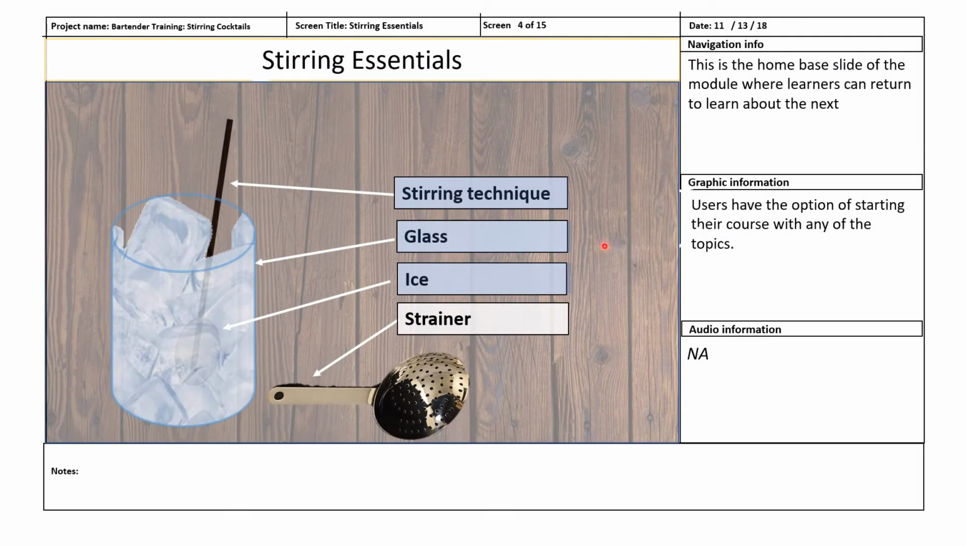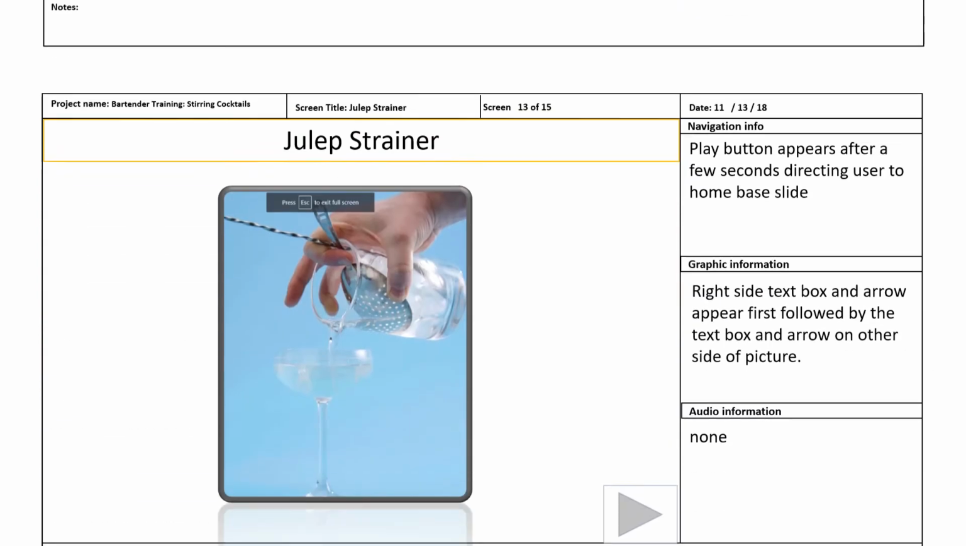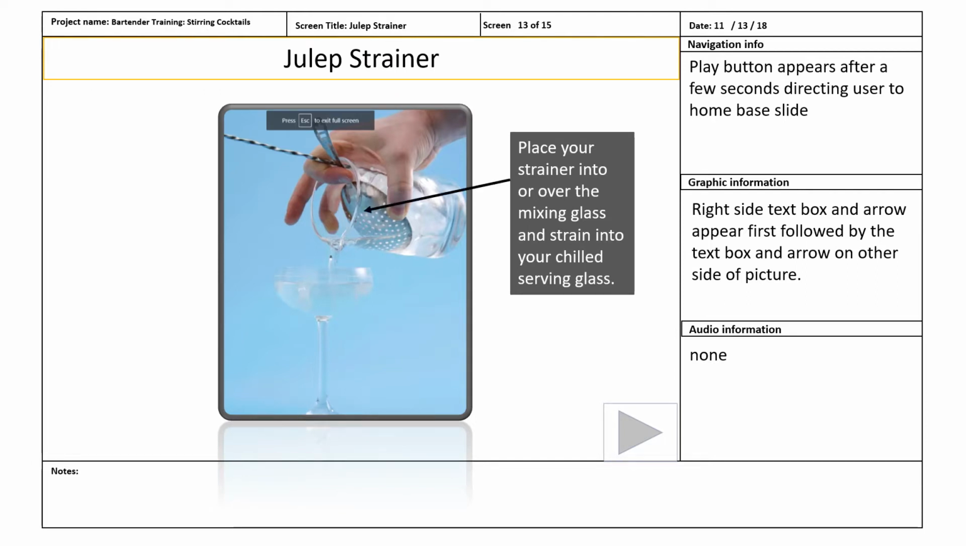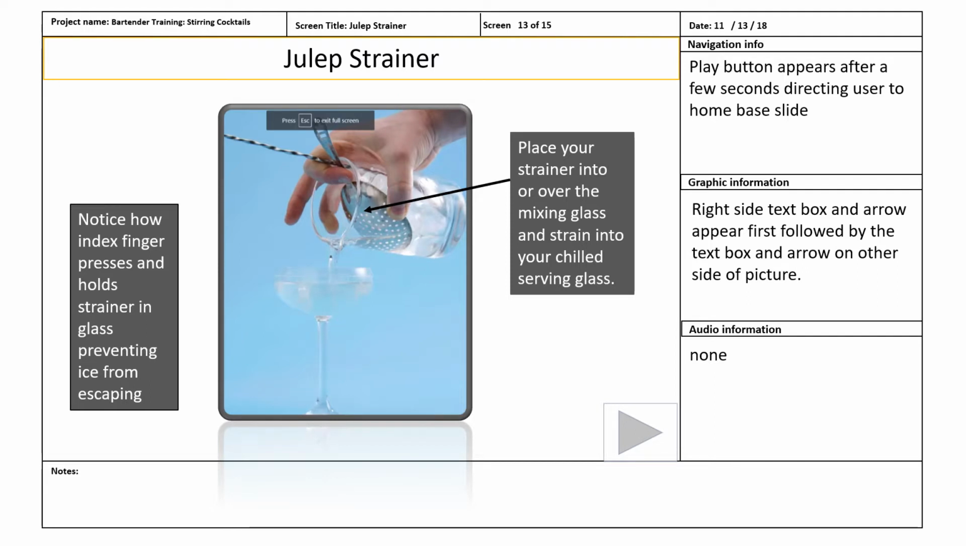And we will click the strainer button for the last content slide. This slide directs learners how to properly use the julep strainer that accompanies all stirred drinks. Each tip will appear one after another, then the play button will take users back to the home base slide.